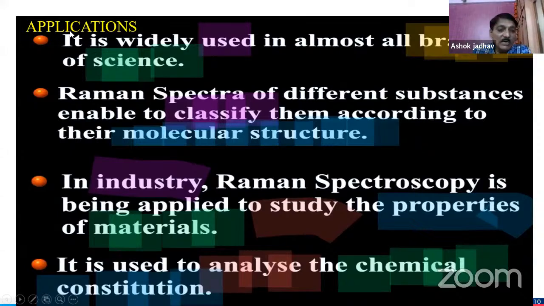So we have considered up to this point the Raman effect, Raman line, Raman spectrum, and their fundamental applications. These applications are widely used in all branches of science, no doubt about it. Raman spectra of different substances classify their molecular structure, because it gives each constitution of the atoms present in that molecule. That molecule may be polar or non-polar, both will be studied by Raman spectra. In industry, Raman spectroscopy is also applied to study the properties of material, such as conductivity, thermal properties, malleable or ductile properties of the material.